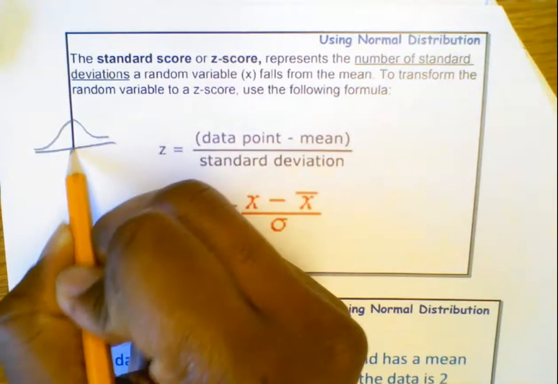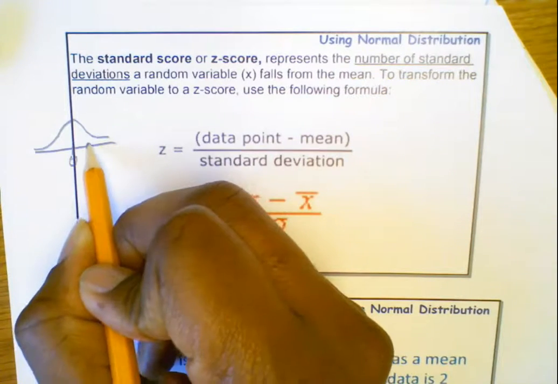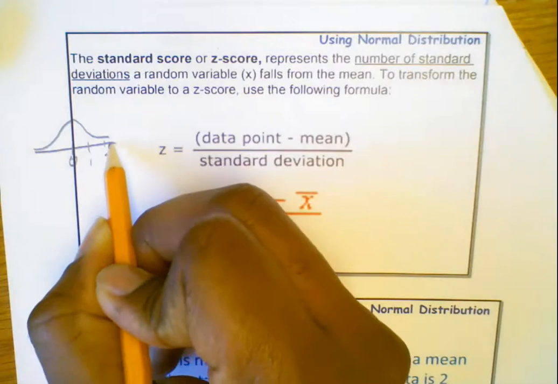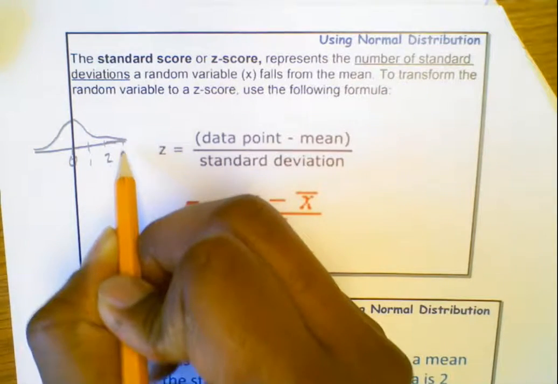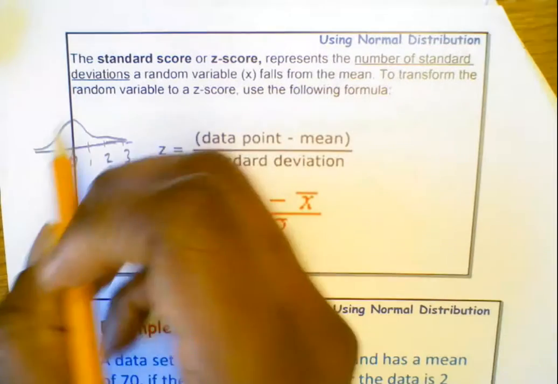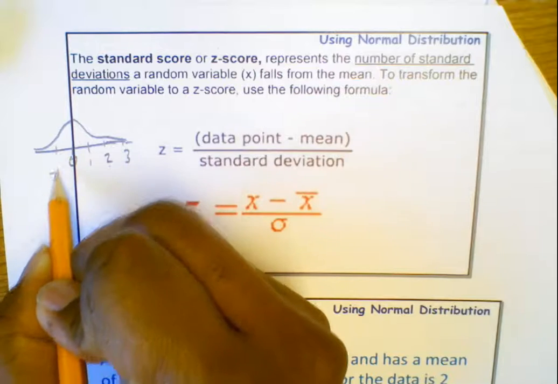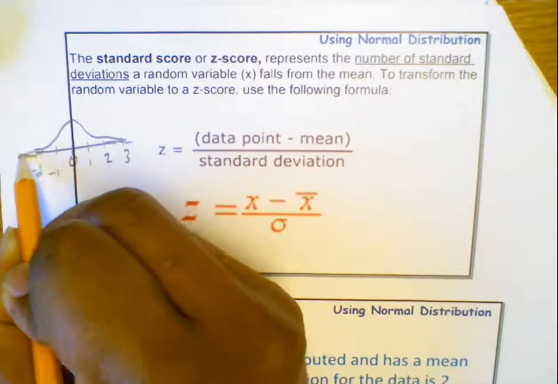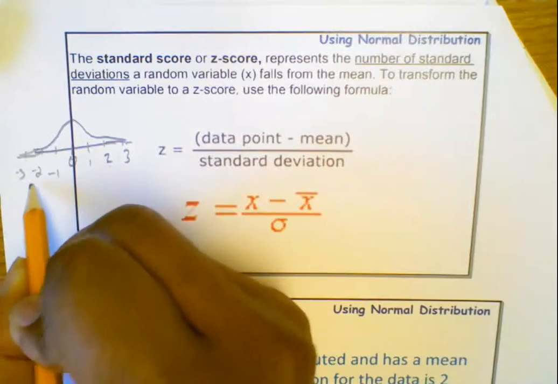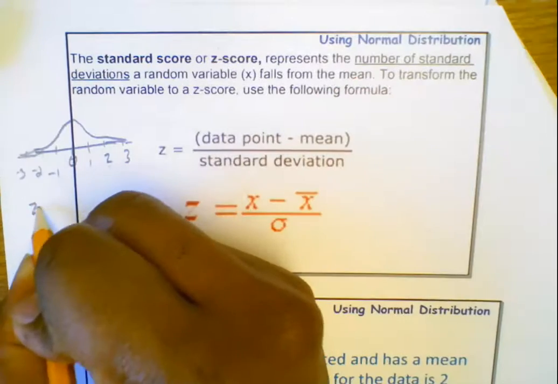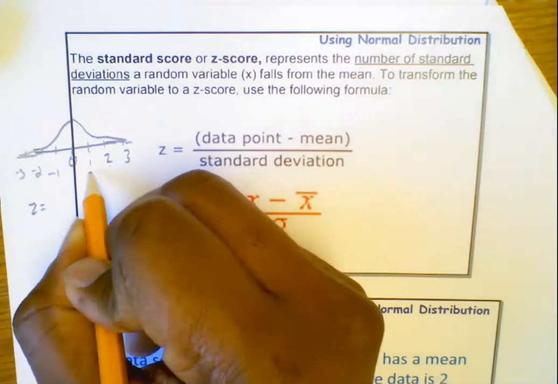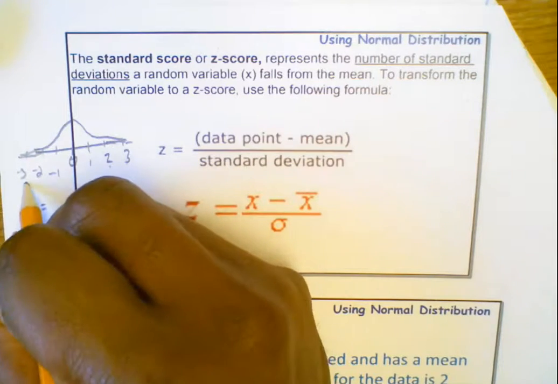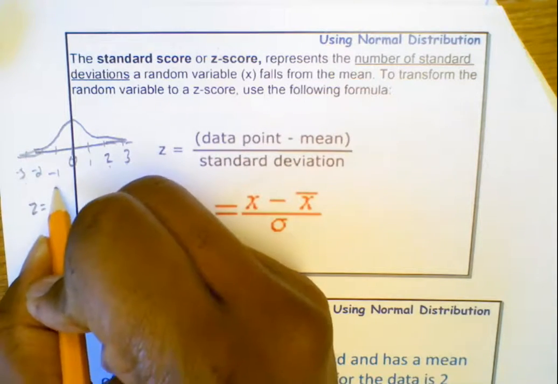On the right side of the mean, z is positive 1 for one standard deviation, z is positive 2 for two standard deviations, and z is positive 3 for three standard deviations. And on the left side, z is negative 1 for one standard deviation, negative 2 for two standard deviations, and negative 3 for three standard deviations. So z could be negative 3, negative 2, negative 1, 0, 1, 2, 3, and those would be the z-scores.